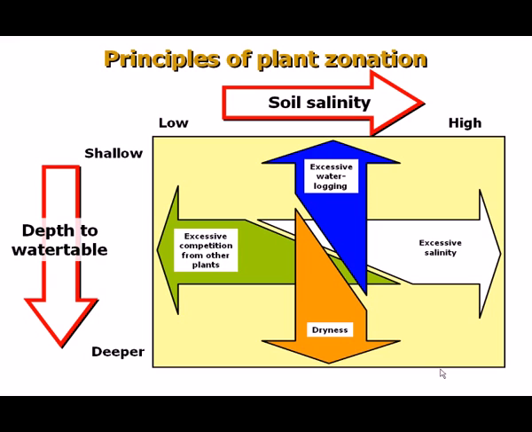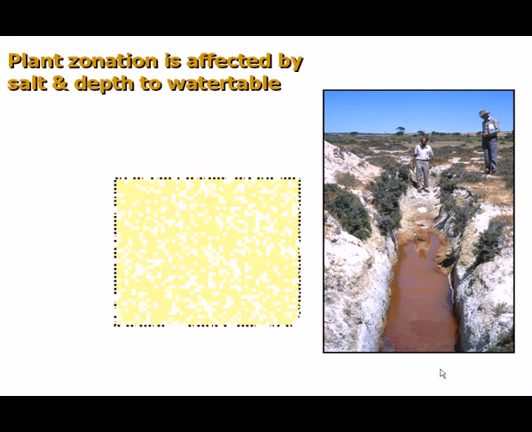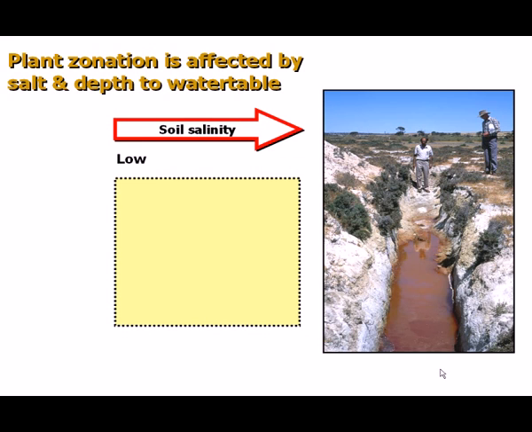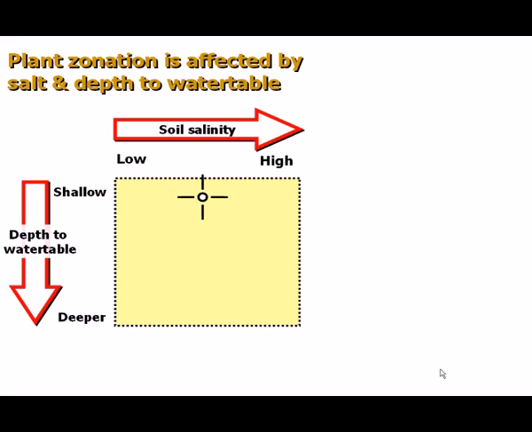All right, that's quite a mouthful in terms of general principles. Let's see how this works. I'm going to show you a set of slides in which we're going to look at plant zonation, salinity and depth to water table. So here we are. Here's our matrix again. Soil salinity going from low to high, depth to water table going from shallow to deeper. We can put a cursor, if you like, in that matrix and start to move it around. So let's take our cursor down to here. We're looking at deepish water tables, not very saline.